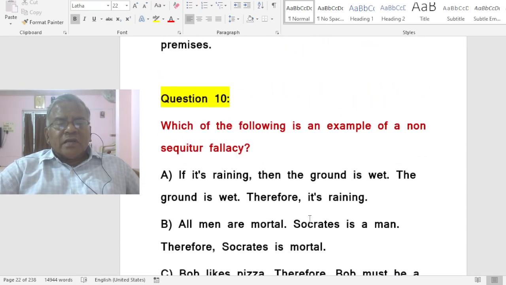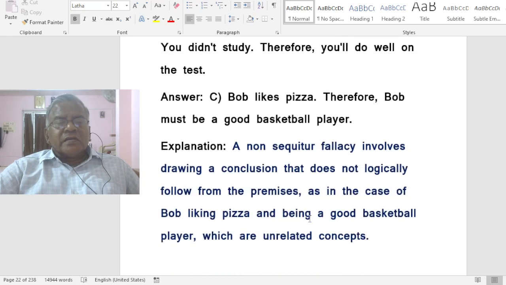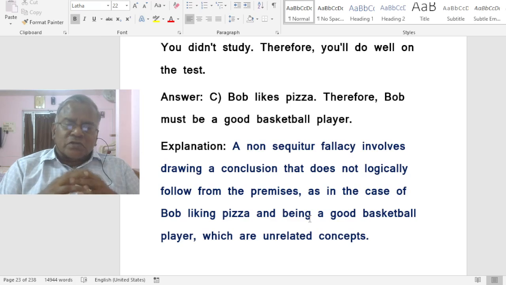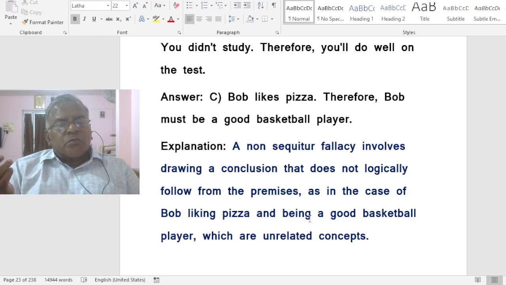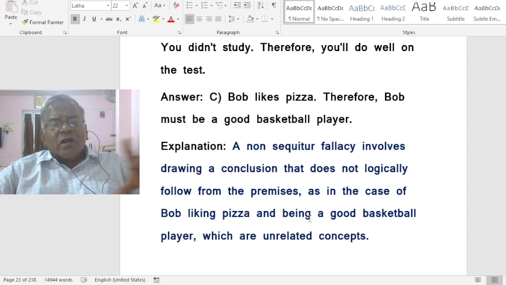That is an example of a non-sequitur fallacy. What does this mean? That is, Bob likes a pizza, therefore Bob must be a good basketball player. How can you come to this conclusion? Just because Bob likes a pizza, can he become a good basketball player? Suppose you conclude like this, then you are having this fallacy, namely a non-sequitur fallacy.